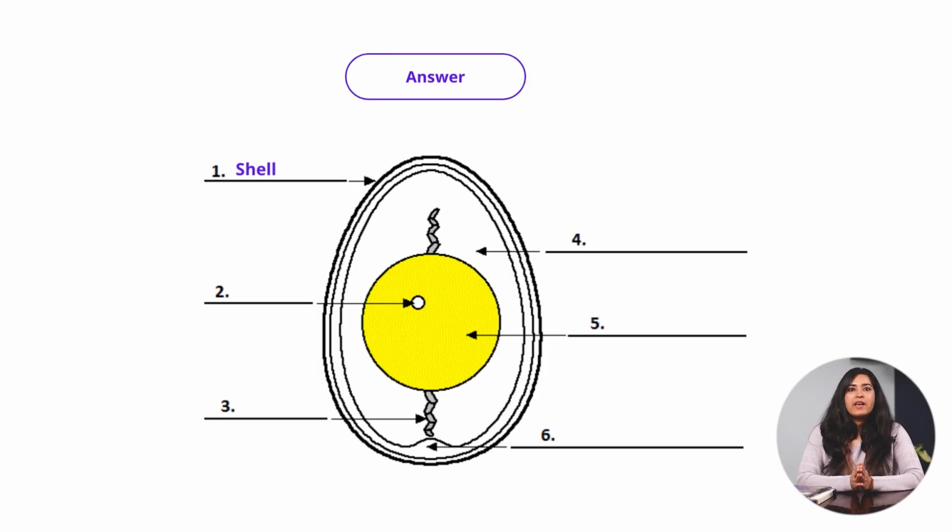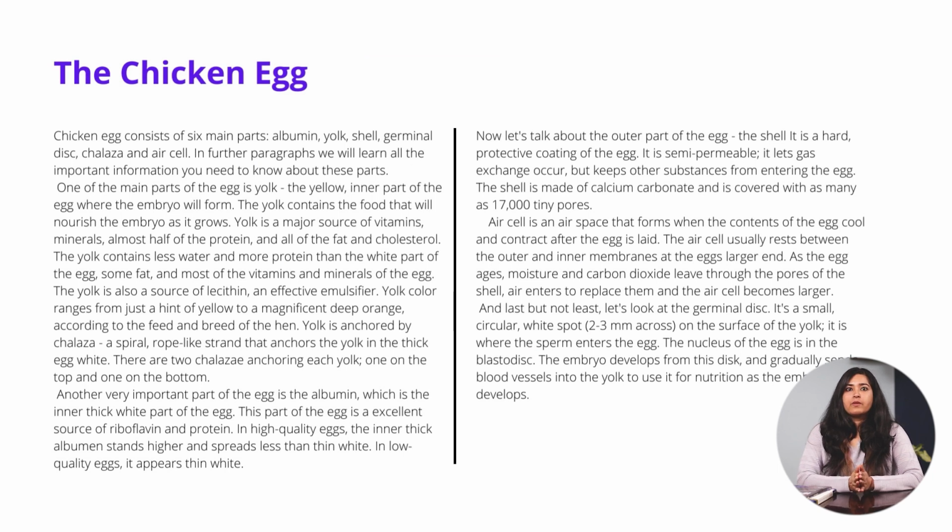On to number 2. The answer here is germinal disc. This answer can be found in the last paragraph. And last but not least, let's look at the germinal disc. It's a small circular white spot, 2 to 3 millimeters across, on the surface of the yolk. It is where the sperm enters the egg.